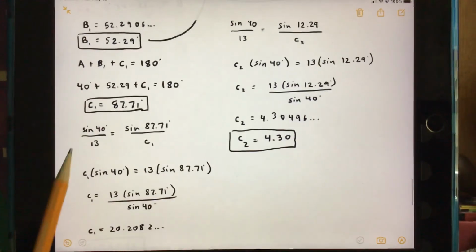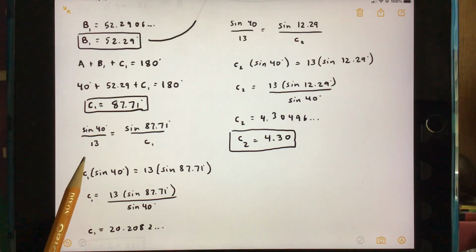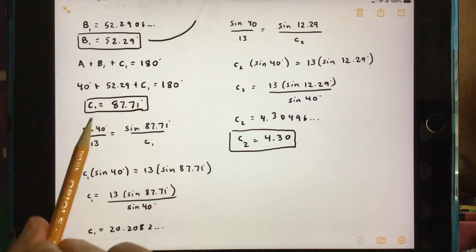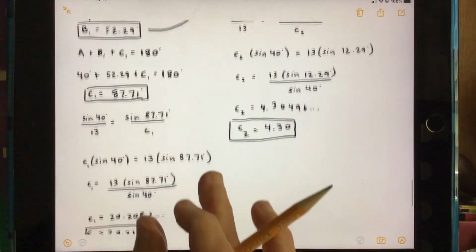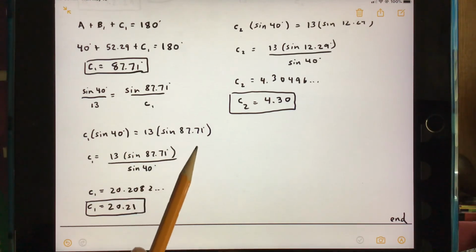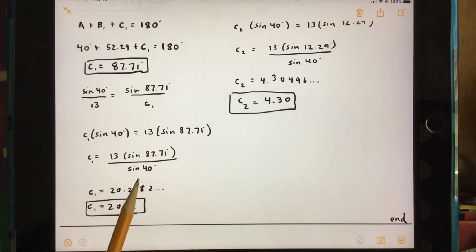I'm going to use my law of sines again. Sine of A, 40 degrees, over A, 13, is equal to sine of C, 87.71, that's what I just figured out, over my C1. Cross products will give me C1 times sine of 40 equals 13 times sine of 87.71. Divide both sides by sine of 40, and you'll have 13 times sine of 87.71 over sine of 40. Throw that into your calculator, and you'll see 20.2082, and it will continue on. Round that off to 20.21 for your C1 length measurement.